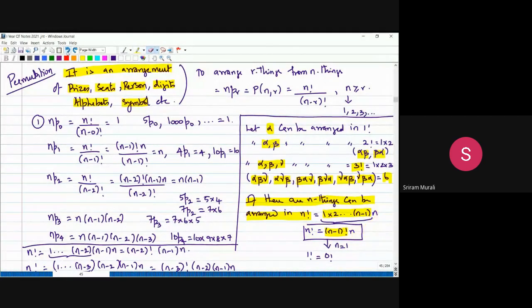1 to 4 is 4 factorial. 1 to 3 is 3 factorial. Then 1 to n minus 1 is n minus 1 factorial into this n. So the same n factorial can be simplified to this form. If n is equal to 1, what do you get? 0 factorial equals 1. That is the proof for 0 factorial. Have you understood this example? Do not take only alpha, beta, gamma in this example. What do alpha, beta, gamma act as? Prizes, seats, persons, digits, alphabets, symbols. You can take anything.